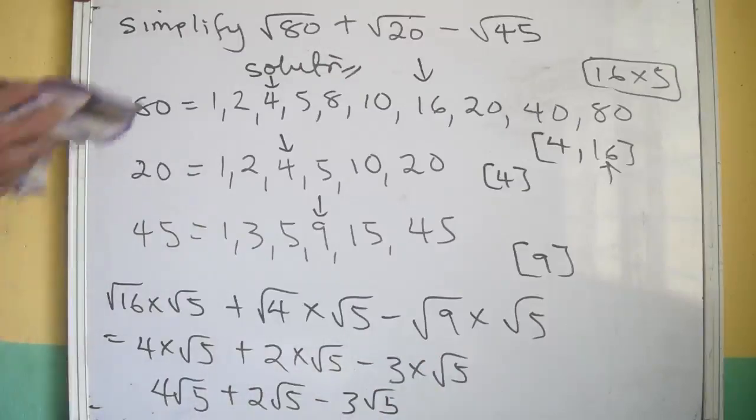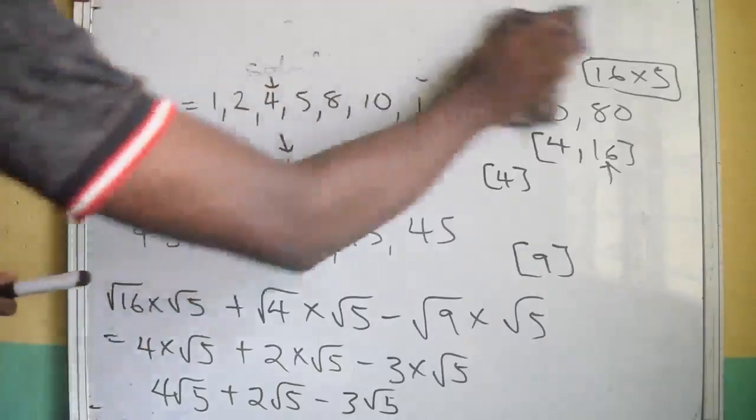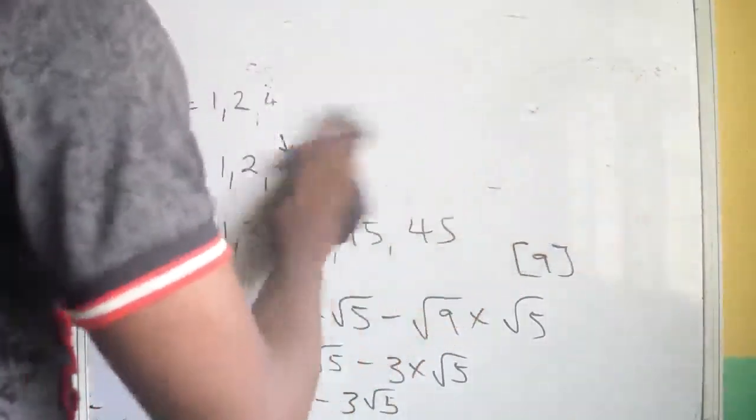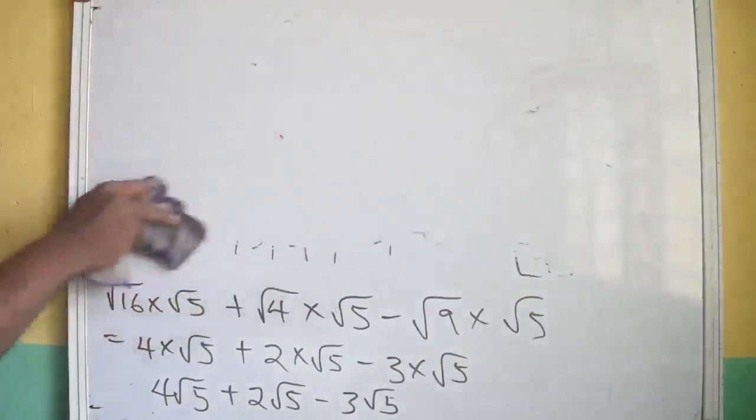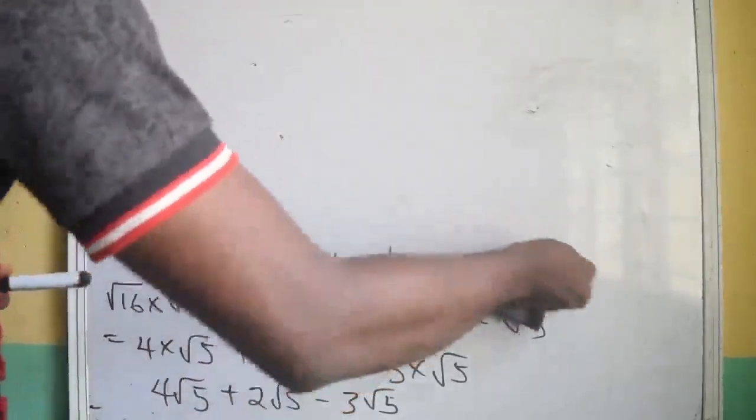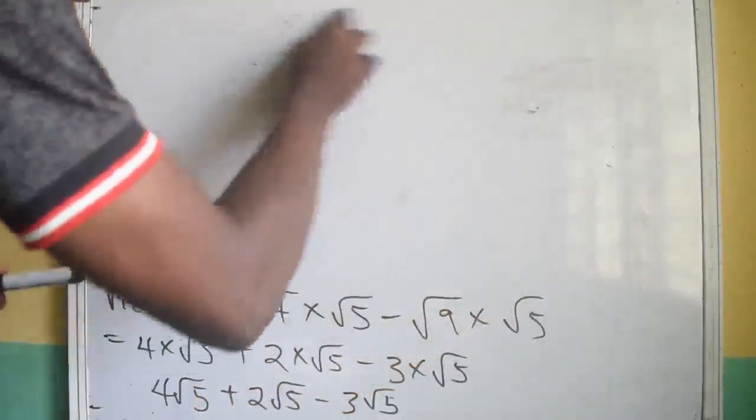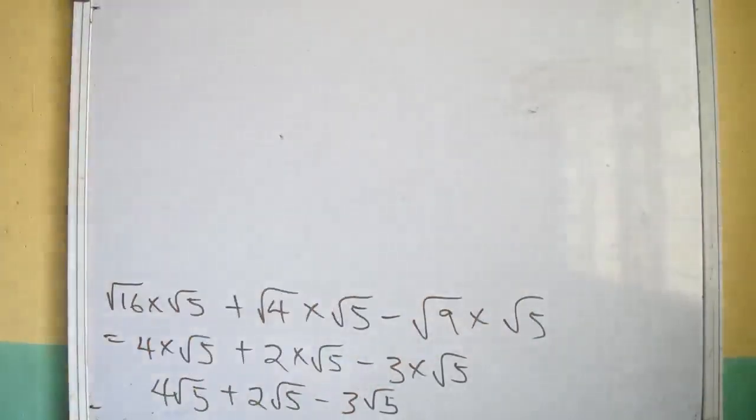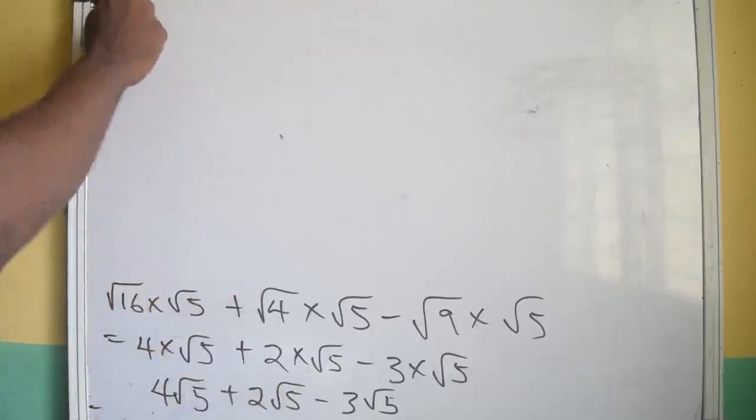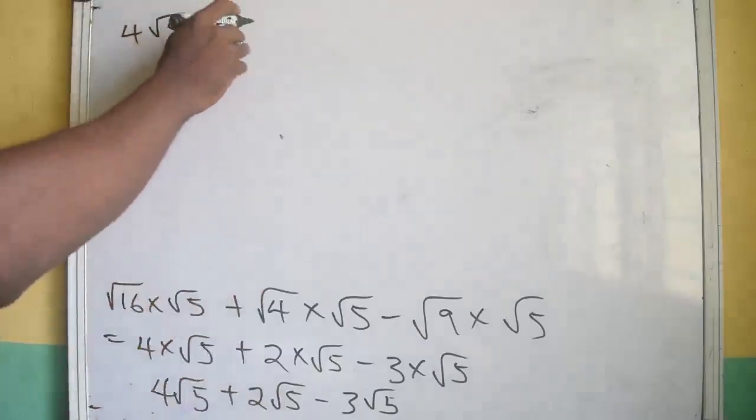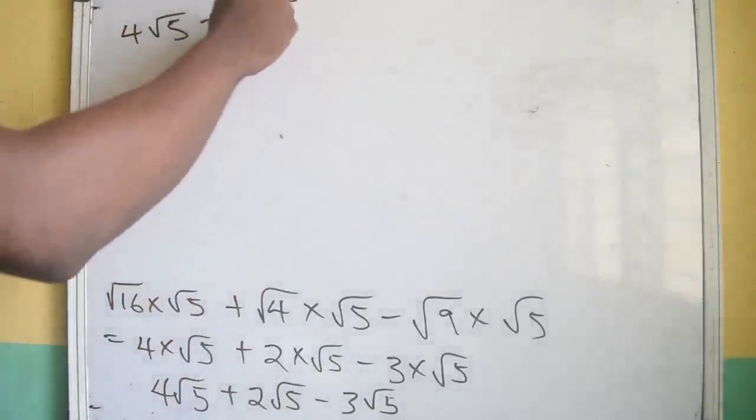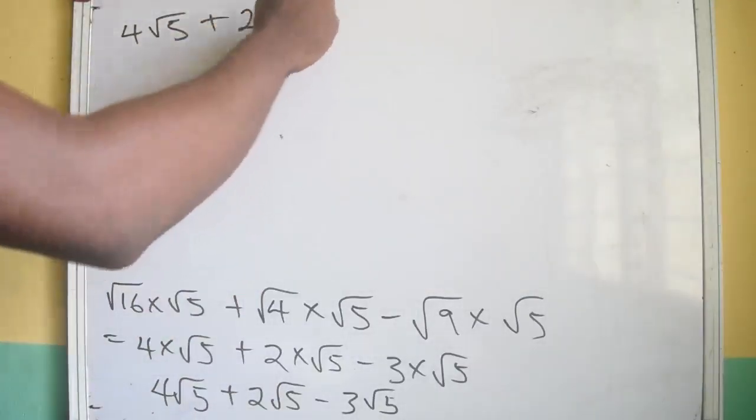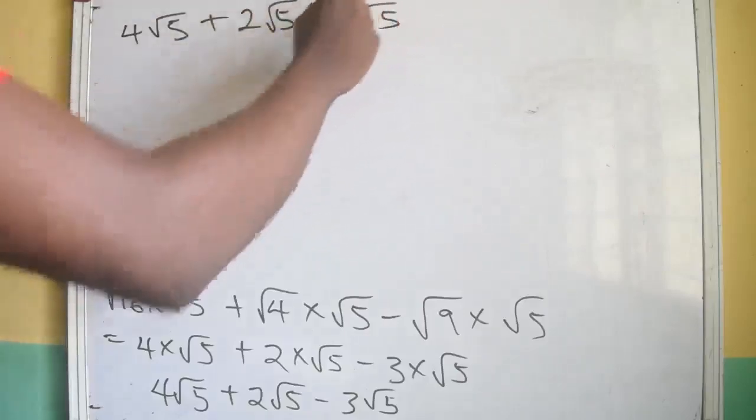I have to clean the above to make room for what we have here. Okay. So since I've made room here, we discover that this, let me take it up, we have 4 root of 5 plus 2 root of 5 minus 3 root of 5.